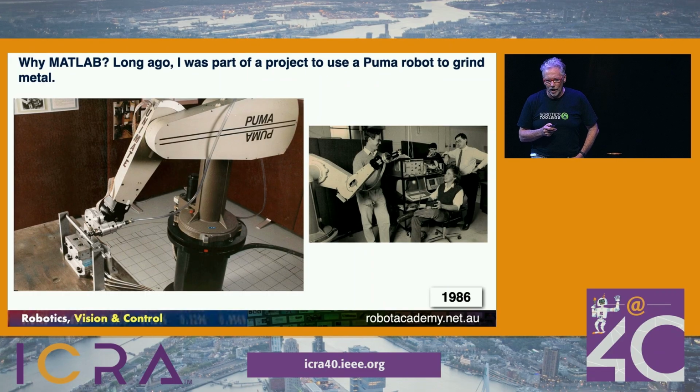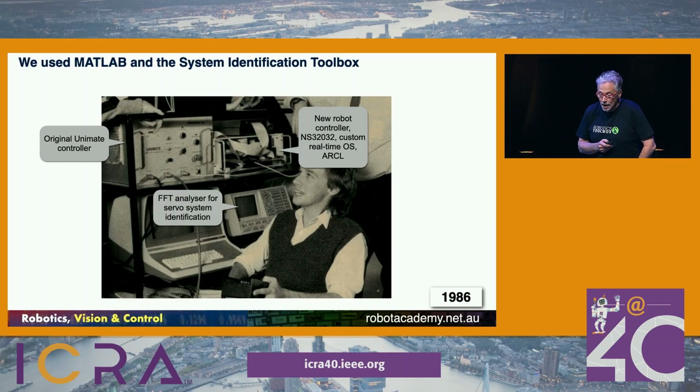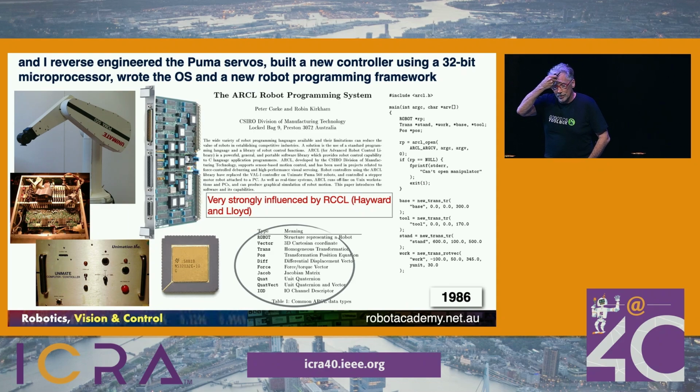So I got involved in a lot of engineering. That's me, reverse engineering the Unimate controller. We did tons of system identification of the motors, the power amplifiers, the gear trains, the dynamics in the drive shafts, and we built a new controller from scratch. And to do system identification in 1986, MATLAB and Lennart Ljung's System Identification Toolbox was the way to go. So that's why MATLAB. As part of the same project, I built a new controller using a 32-bit microprocessor, which was kind of new and cool back then.